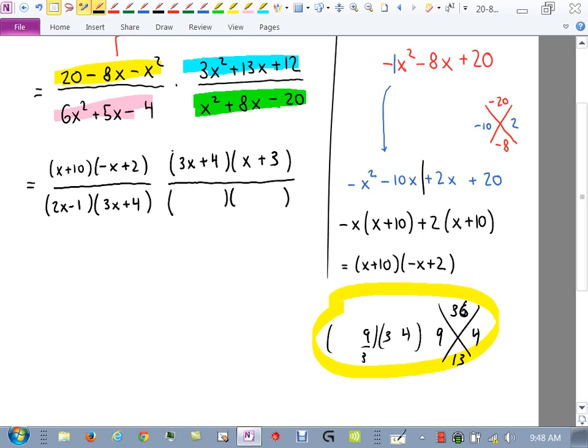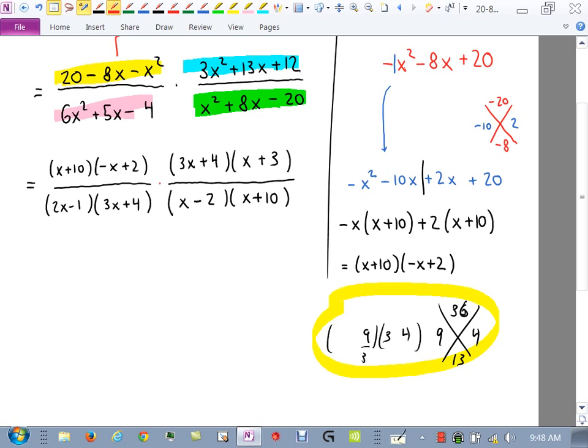20, negative 8, how do we get that? 2 and 10? Positive 2, negative 10? Oh, no. Negative 2, positive 10. Thank you. Okay, so there is the complete factoring of everything.